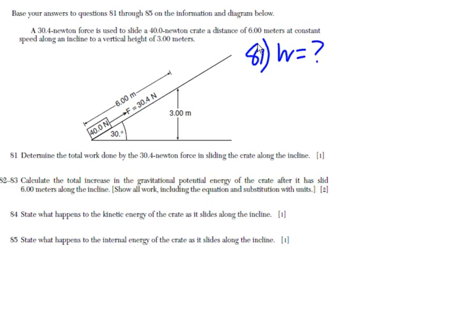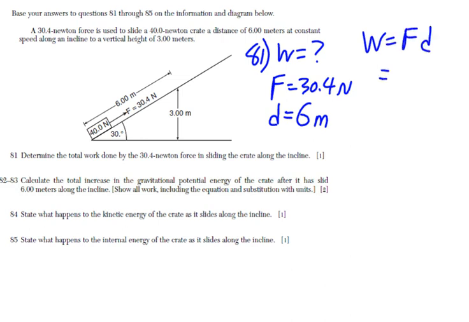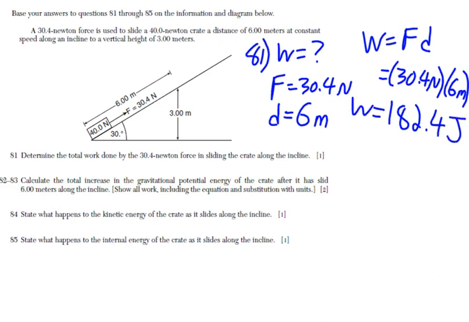What do we know? Well, we want the work done by this 30.4 Newton force. We also know that the object is slid a distance of 6 meters. Work, force, distance, their equation is going to be W equals FD. Plug in our values. And when you multiply the two of them together, you get 182.4 joules, the amount of work done by this force.